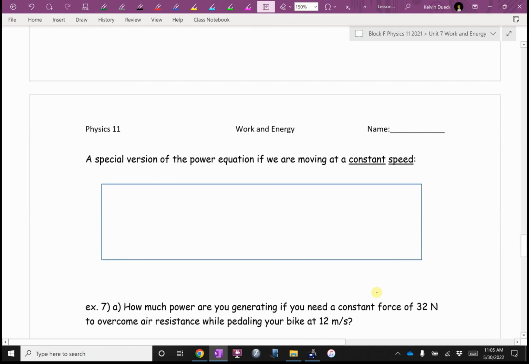There's a special subcase of the power equation if you were moving at a constant speed. Can all of you write down power equals work over time? But Acacia, work is what times what? On your green sheet. Force times. What does d stand for? You know this. Okay, so this is the same as force times distance over time. Yes? And then all of you, can you circle the d over t?